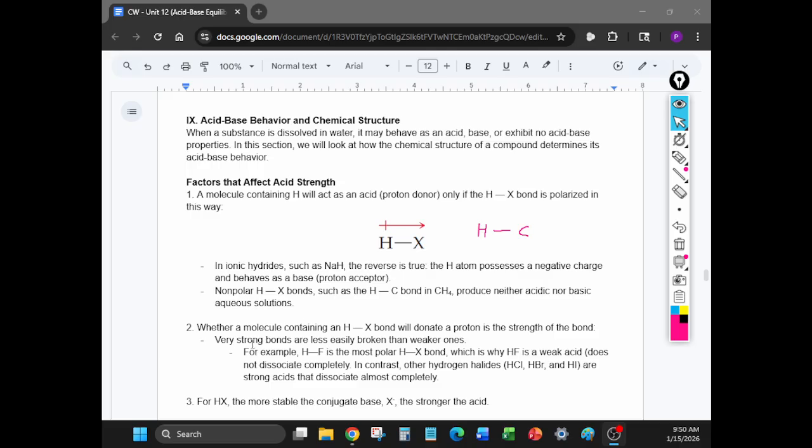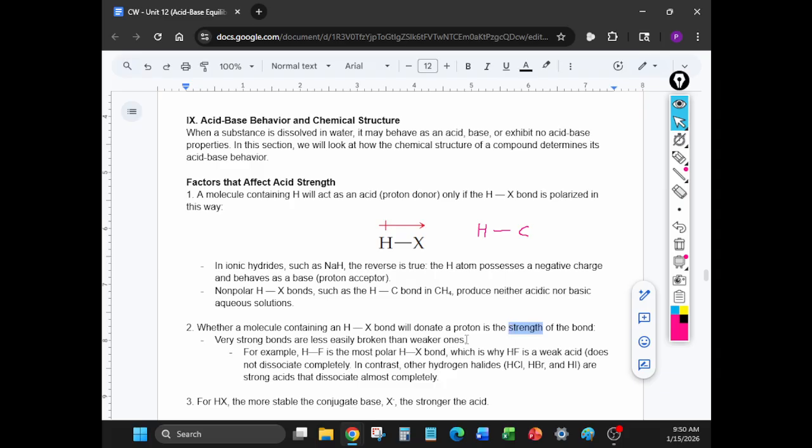So that is the first factor. The second factor is also the strength of the bond. Very strong bonds are less easily broken than weaker ones, which makes sense. And this is actually the reason why HF, which is the most polar HX bond, is a weak acid and does not dissociate completely. It's because F is the most electronegative element, so it's going to take all the electrons and make a very stable bond with H and F.